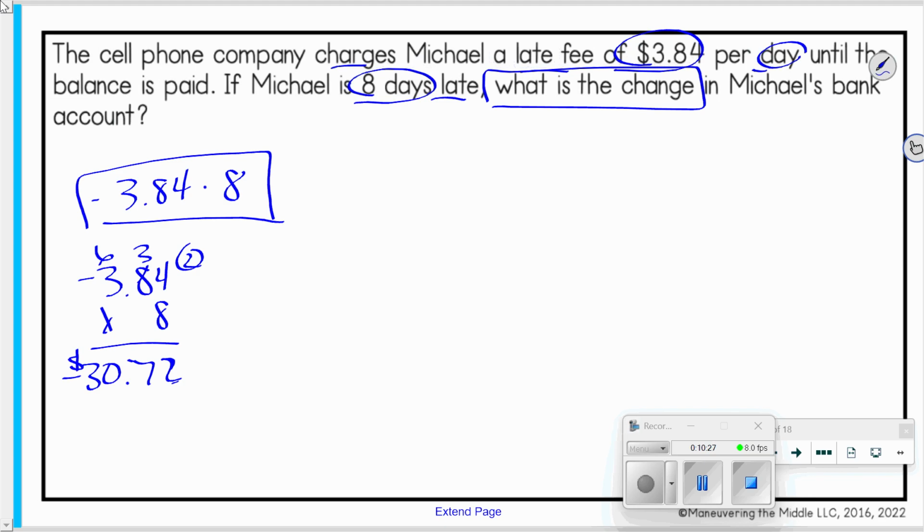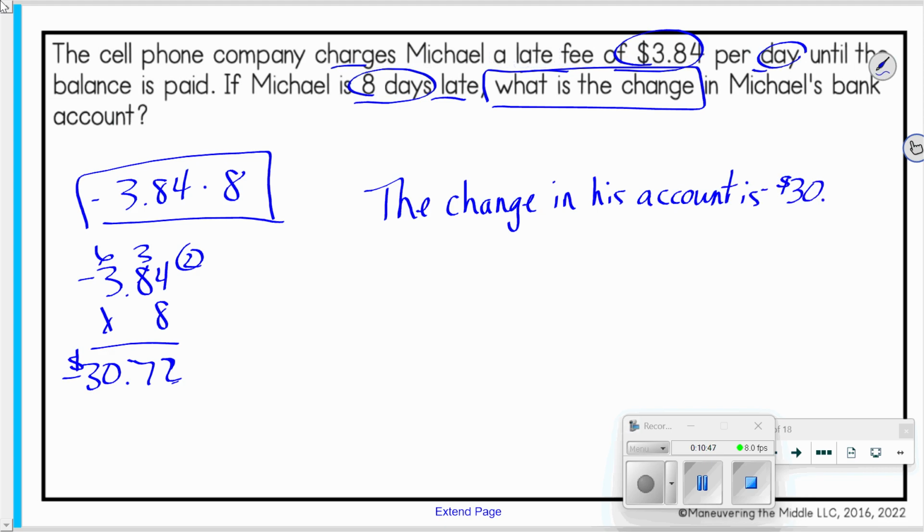Actually, I'm glad we're having this discussion. I had this discussion earlier. So the way I would write the answer, the change in his account went down by 30. The change in his account is negative $30.72. This is how I would have written the answer. Why couldn't I put $30.72? Because that would indicate it went up. Did his account go up? No. It went down.